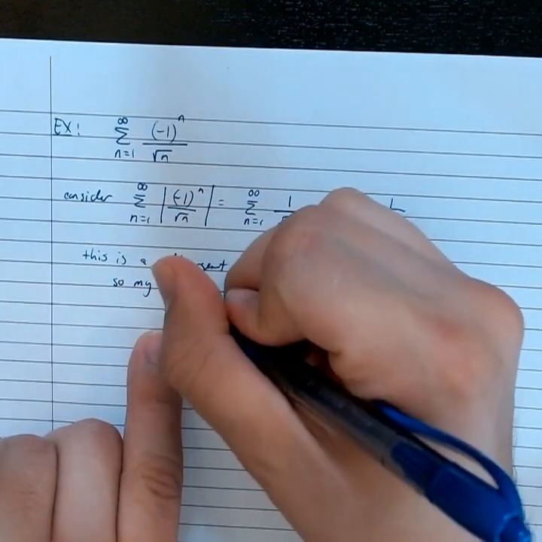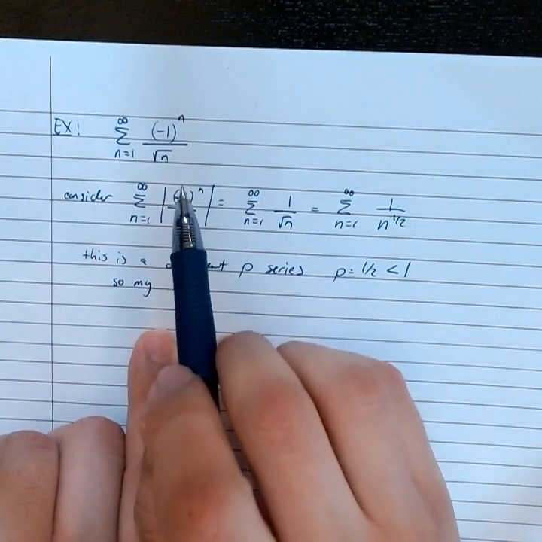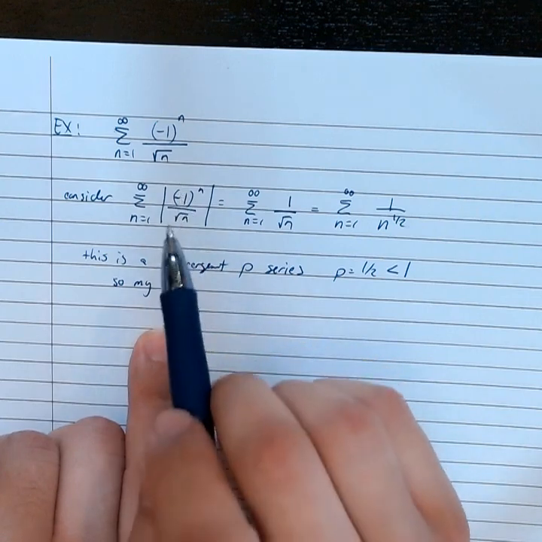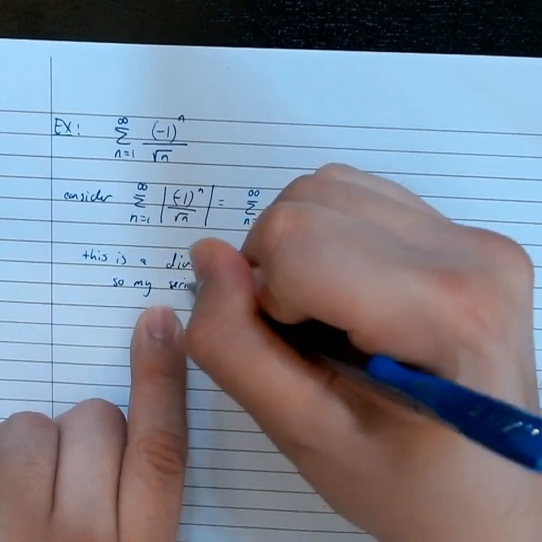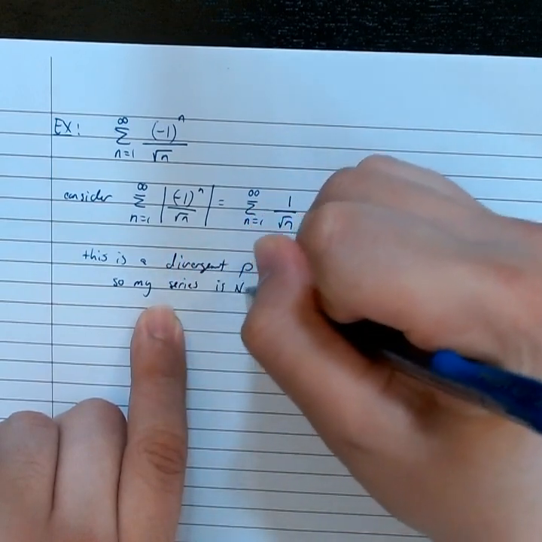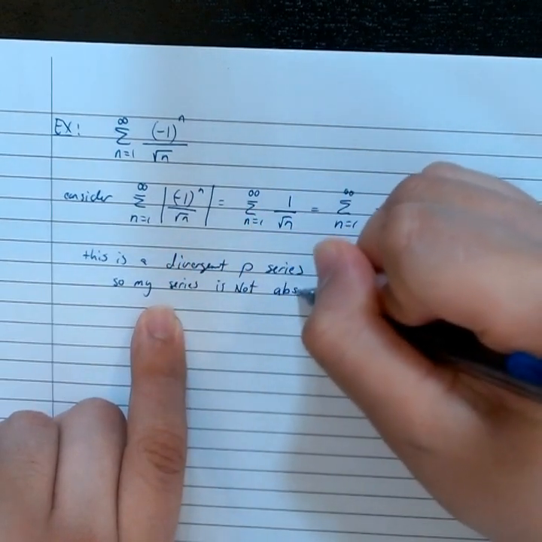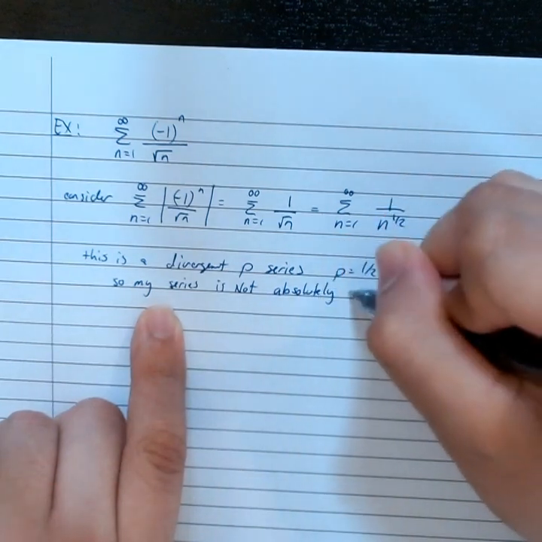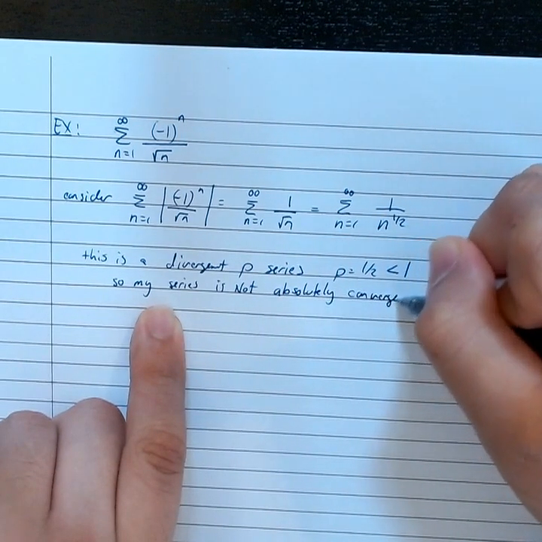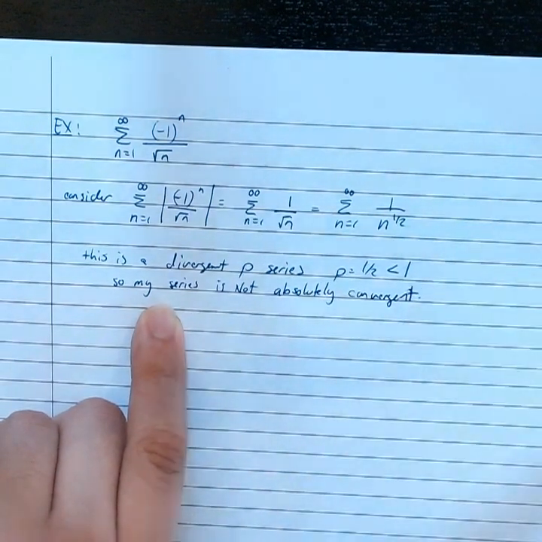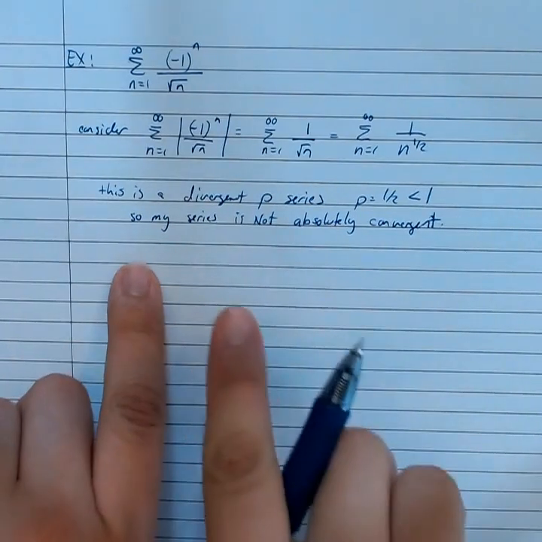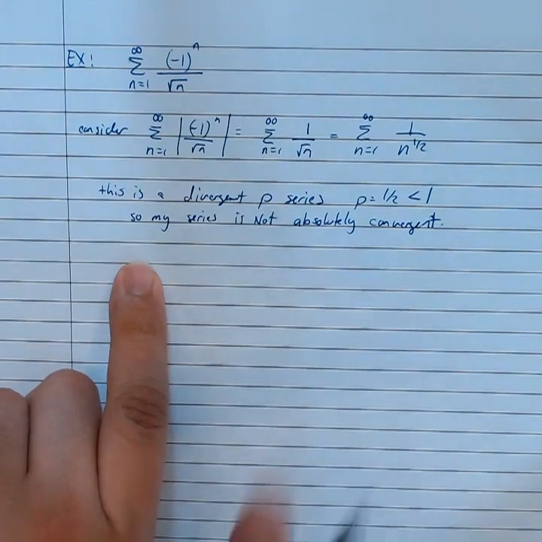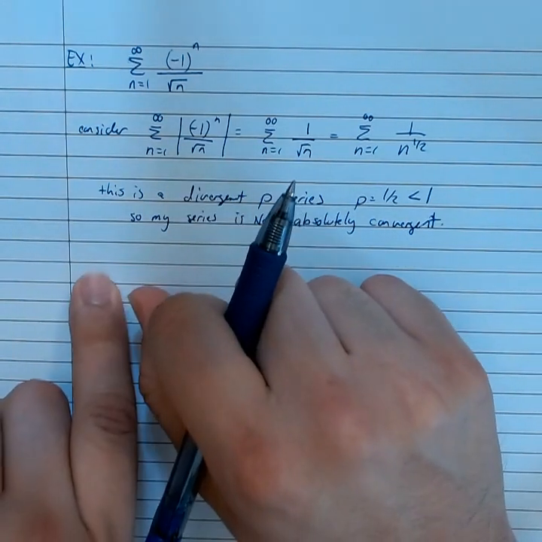Now that doesn't mean we're done. That just means we don't have the stronger form of convergence. We might still have the weaker one. So my series is not absolutely convergent. Now, because it's not absolutely convergent, we might have to settle, quote unquote, for a weaker form of convergence. So now let's test for conditional convergence.